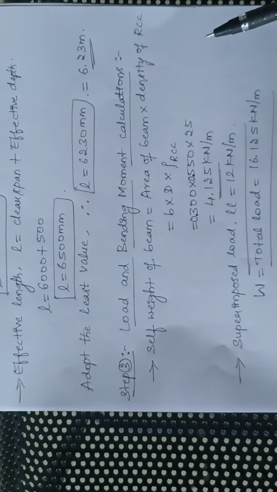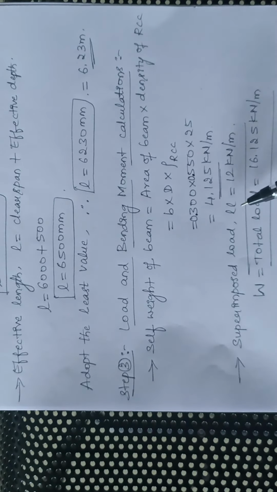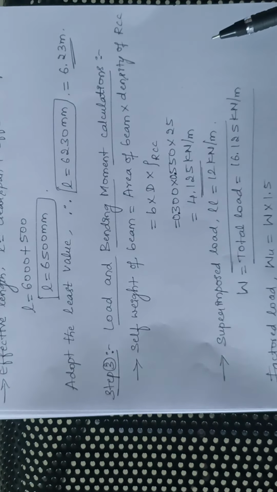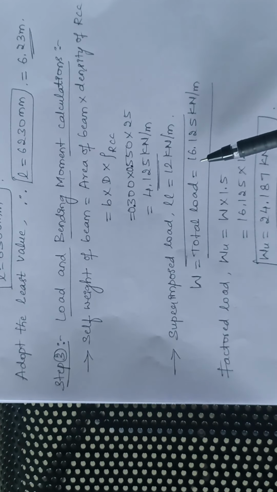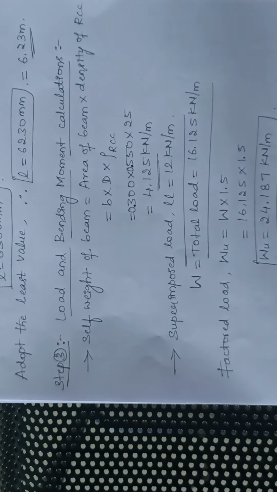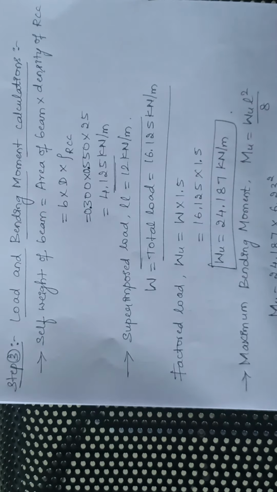And then one more load is carried by the beam, that is the live load, which is 12 kilonewton per meter. Now when adding these two values, we get the total load acting on the beam, which is 16.125 kilonewton per meter, which is the working load. Now from the working load, we have to find the factored load. To find the factored load, you need to multiply your design load or working load with the factor of safety, which is 1.5. On multiplying, you will get a factored load of 24.187 kilonewton per meter. Then that completes the load calculation.